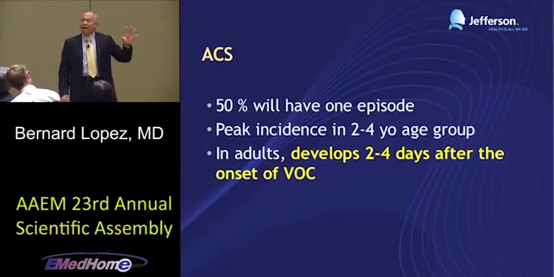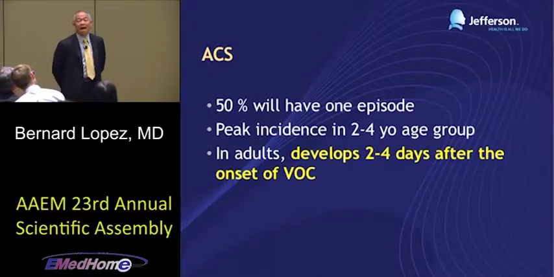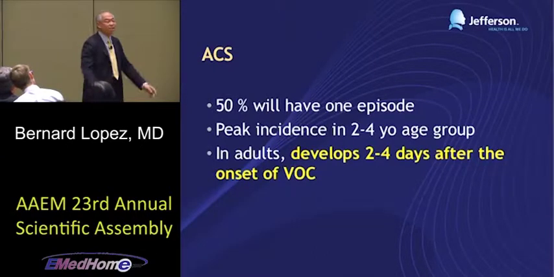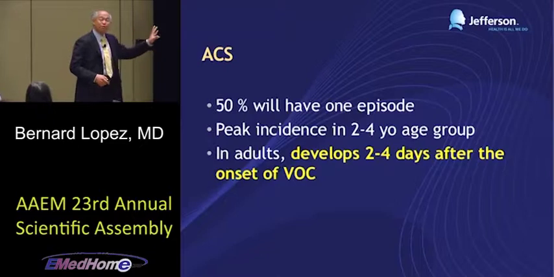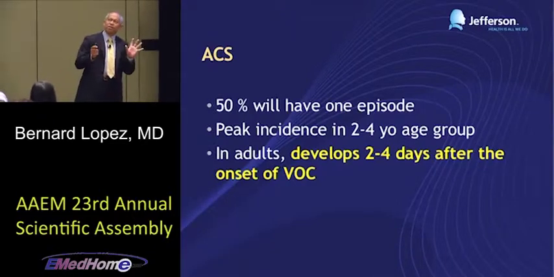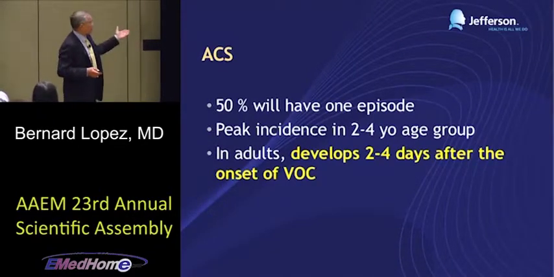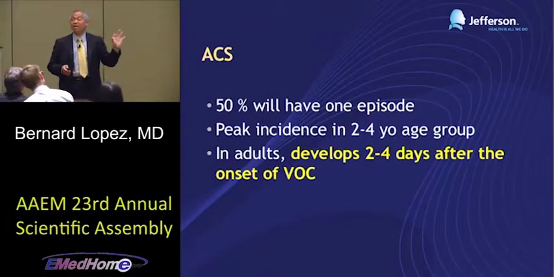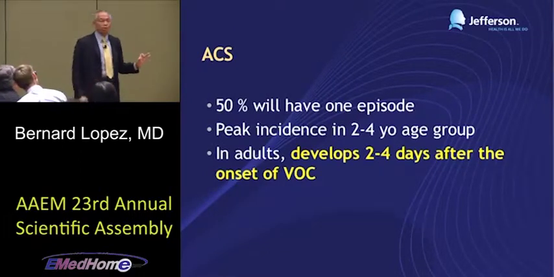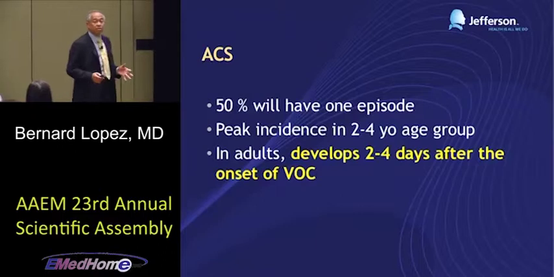Half of sickle cell patients will have ACS at one time in their lives. Unfortunately, most of them happen, well, I say unfortunately, depends on how you look at it, most will happen in the young age group, ages 2 to 4. But we do see them in adult patients.